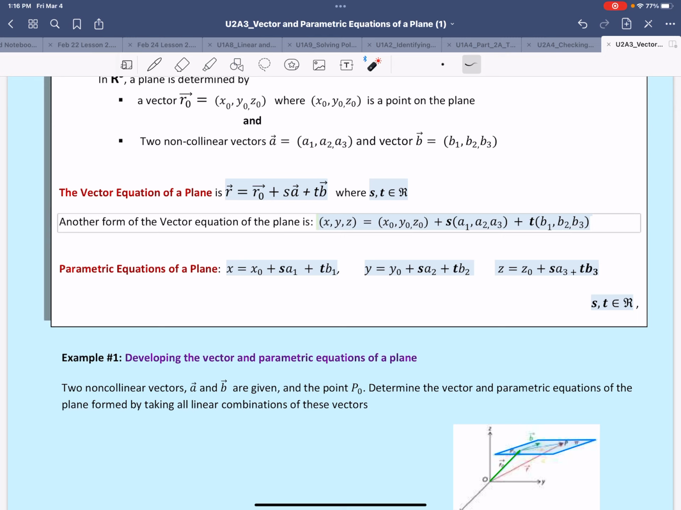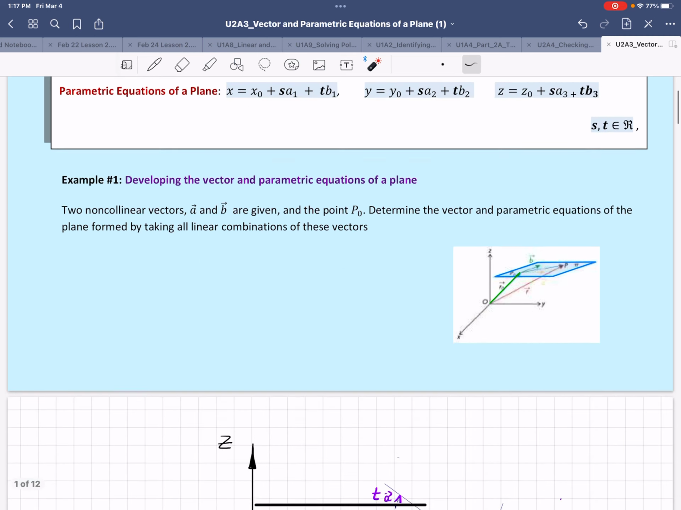The parametric equations of the plane are described by the following equations. So x would equal x0 plus s a1 plus t b1 added together. y would be y0 plus s a2 plus t b2 added together. And the coordinate z is z0 plus s a3 plus t b3, all added together.